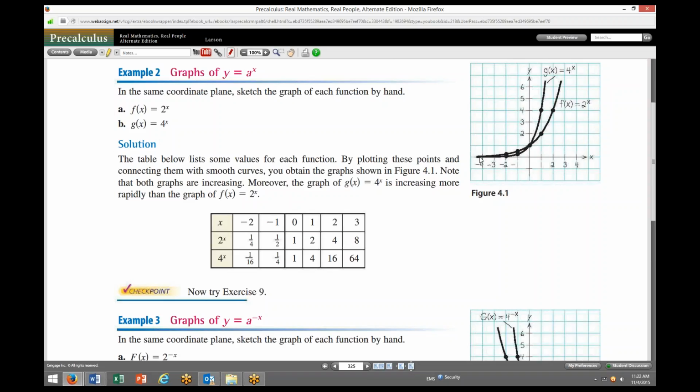To the left of the y-axis, the entire graphs of these exponential functions, when the base is greater than 1, stay between 0 and 1 forever to the left. And then forever to the right, of course, it's above 1.